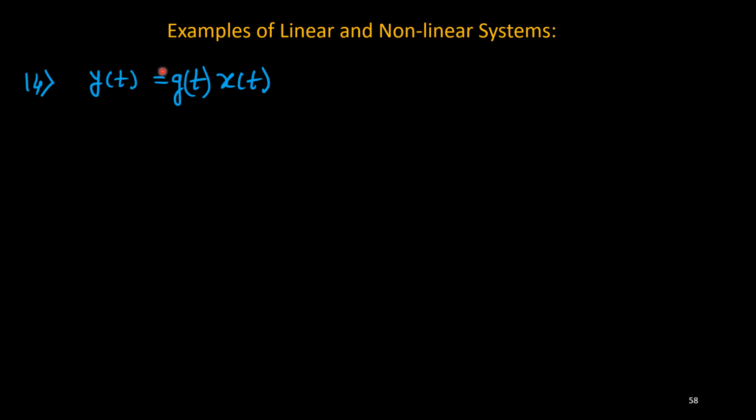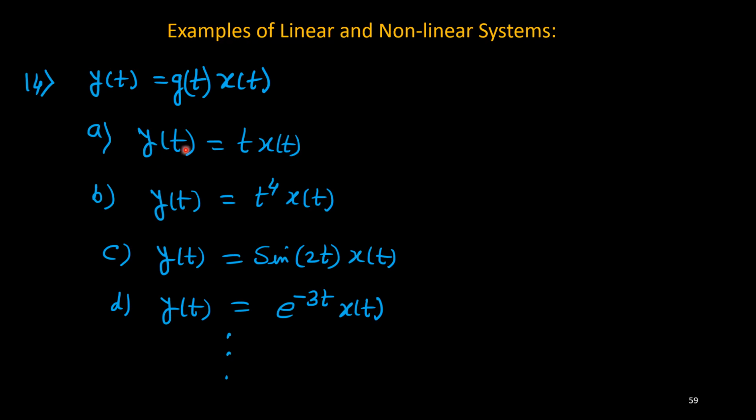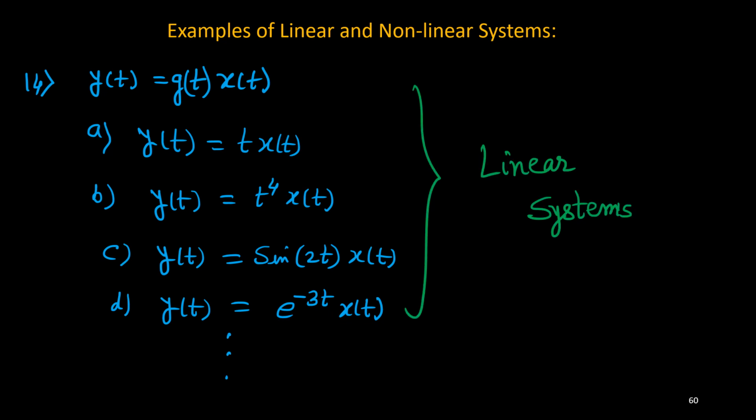Not only this, again, if g of t is multiplied with x of t, so it is only x of t with some time function multiplied. Like this one: y of t equals t times x of t, y of t equals t to the power 4 times x of t, or y of t equals sine of 2t times x of t, or e to the power minus 3t times x of t. These are all linear systems. So any time function g of t multiplied with x of t gives a linear system.